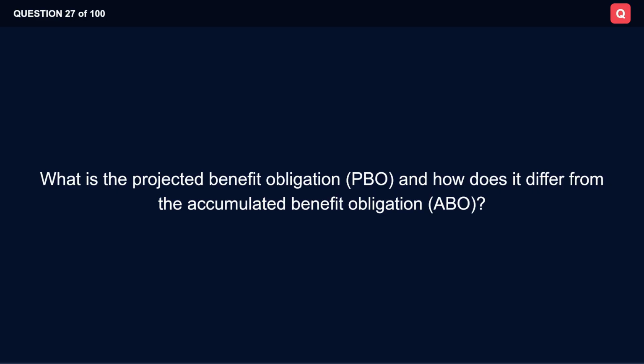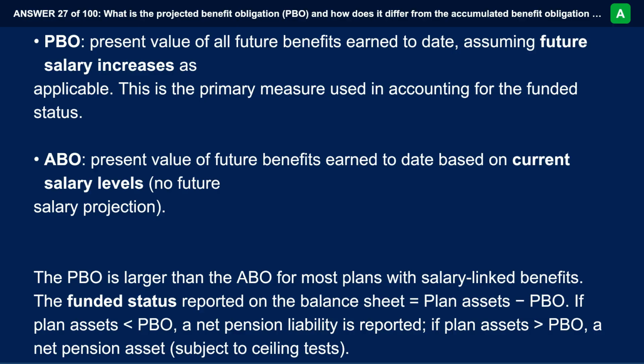What is the projected benefit obligation, PBO? And how does it differ from the accumulated benefit obligation, ABO? PBO is the present value of all future benefits earned to date, assuming future salary increases as applicable. This is the primary measure used in accounting for the funded status. ABO is the present value of future benefits earned to date based on current salary levels, with no future salary projection. The PBO is larger than the ABO for most plans with salary-linked benefits.